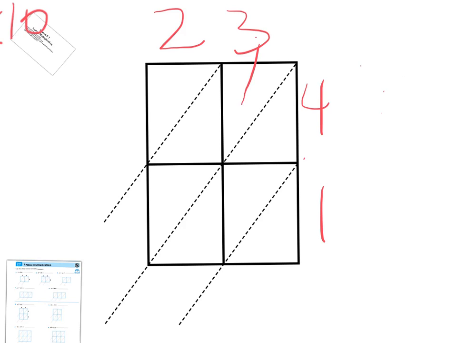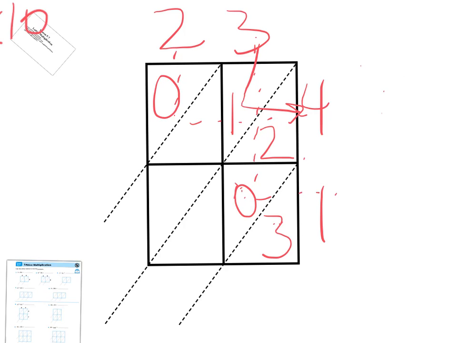So 3 times 4 is 12. 3 times 1 is 3. Make sure you put the 0 here because that's 0 tens and 3 ones. 2 times 4 is 8. Put the 0 there and 8 down there. And the last one is 2 times 1 is 2.